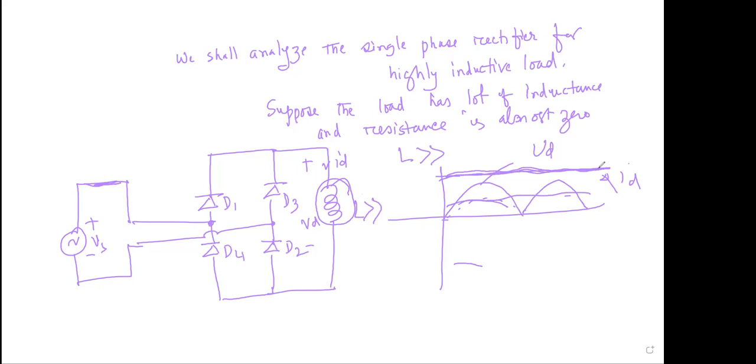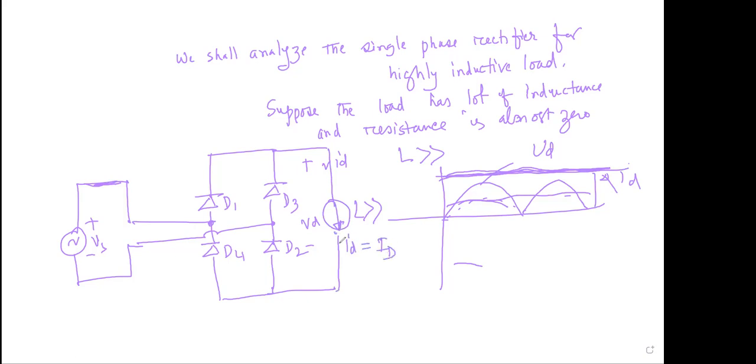I don't know whether the terms are known to you or not. There is a time constant, L over R. This time constant is very high, so the current will not go to zero. So essentially you will get a constant current. So we can replace this one now as a constant current source rather than a resistor. So this ID will be say capital I.